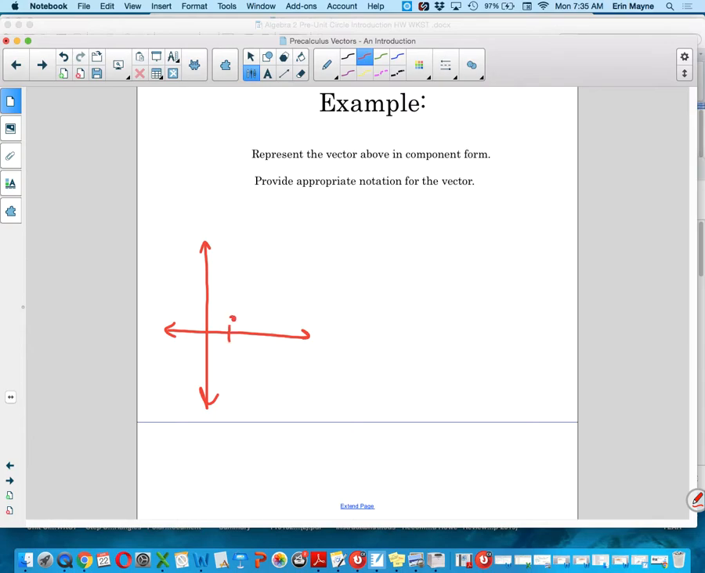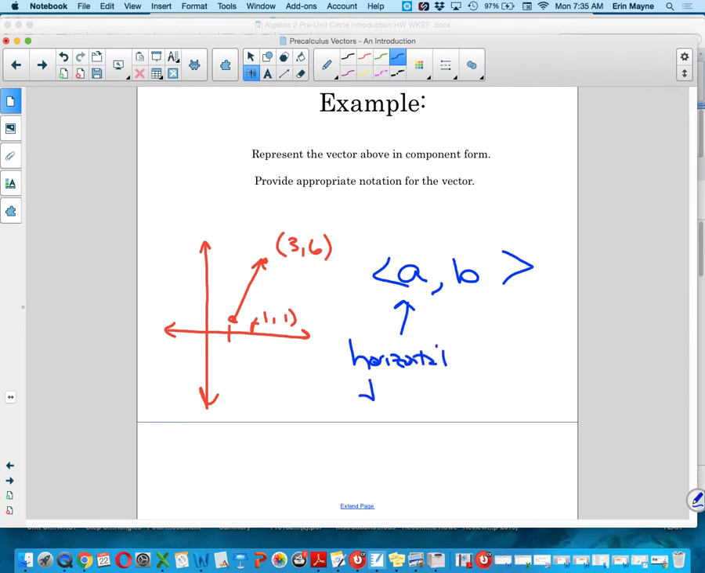So we're going to draw a vector that starts at the ordered pair (1, 1), and this is going to be its initial starting point, or initial head, and it's going to stop at (3, 6). Its tail will end at (3, 6). So when we reference this vector, we're going to reference it according to a horizontal distance and a vertical distance.